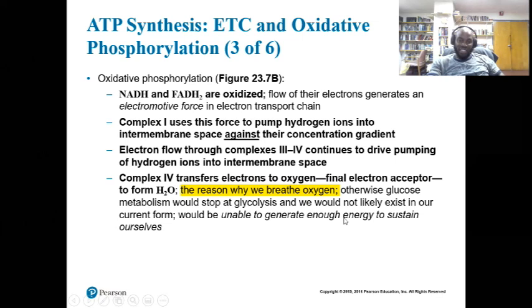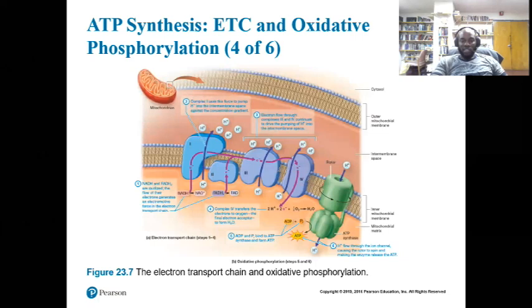Otherwise, it would be glycolysis, and we would not be able to make enough energy. Sometimes this is easier to look at in an actual diagram. So inside the mitochondria, NADH, FADH2, you have hydrogen ions, electrons being transferred down the chain, ultimately creating ATP and eventually combining with oxygen to make, as you see right here, H2O.